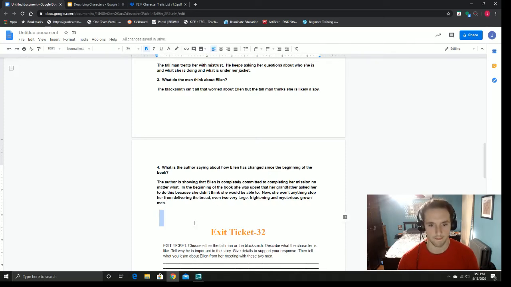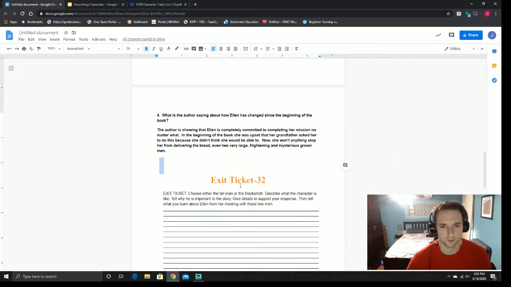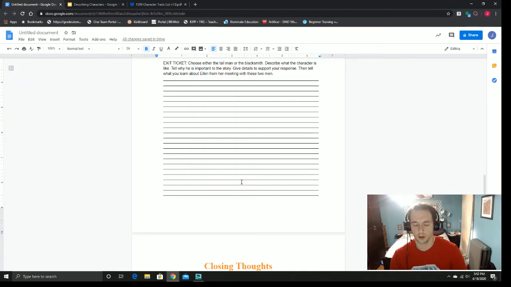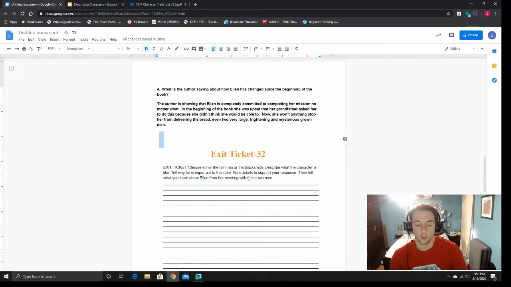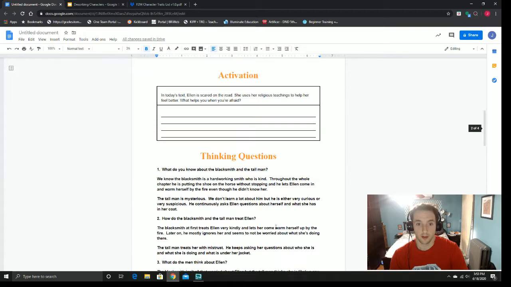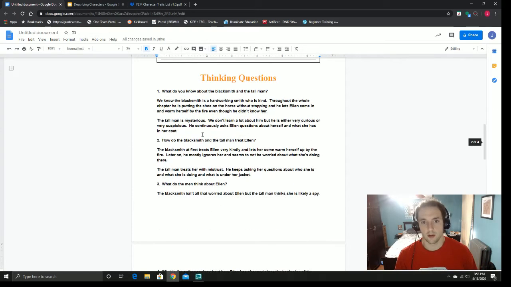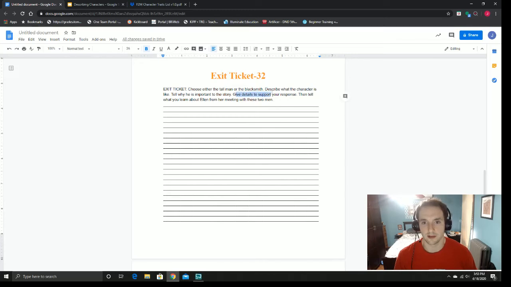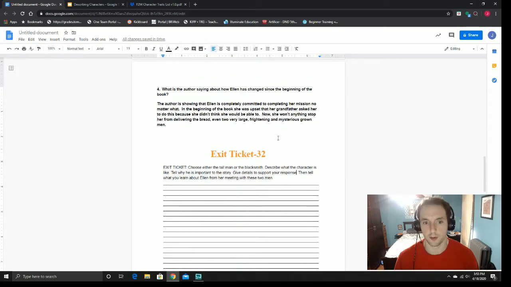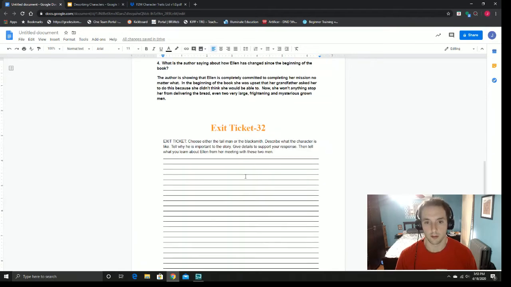Excellent. Great. So, now, with our exit ticket, the thinking questions that you answered, you can basically put together to do these things with either the blacksmith or the tall man. We can tell what the blacksmith does, and why they're important to the story. The one thing we did but didn't write down throughout here was the details to support our response. And so we're going to make sure that we have a good example for both of these. And then we'll be finished with our description.